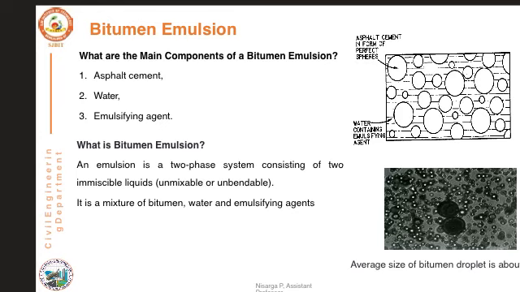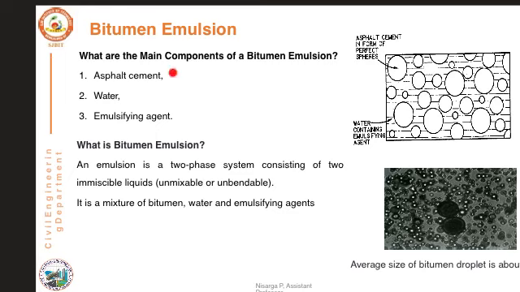Hello students, in this session let us understand what is bituminous emulsion, how adhesion property can be achieved with bituminous emulsion, and also we will discuss types of bituminous emulsion. We should first understand what is the composition of bituminous emulsion, how it is formed, and how the adhesion property can be achieved.